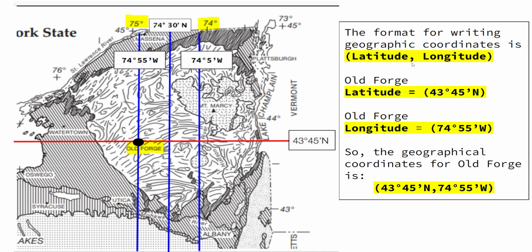So that's why our latitude comes first and our longitude second when we write this. Our latitude for Old Forge is 43 degrees and 45 minutes north of the equator. And our longitude for Old Forge is 74 degrees and 55 minutes west of the prime meridian. And this is how you would write it: latitude first, north, and longitude second, west. So go ahead and finish up your lab and get ready for your lab report. Bye.